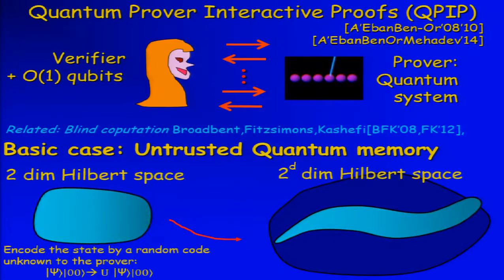So here's a way that you could do it. Suppose you have a two-dimensional Hilbert space. That's the state of a qubit. You can encode the state by some random code. So you take this two-dimensional manifold, and you map it randomly into some two-dimensional submanifold of a larger vector space.